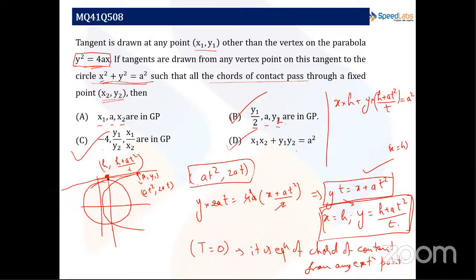From this point a chord of contact was made on the circle. So the equation of the chord of contact is, if we are having the equation of the circle S equals to 0, then the chord of contact is T equals to 0, since this is from an external point. So the equation of the chord of contact we have got from T equals to 0, and that equation is x into h, because x1 was h, plus y into y1, because y1 is h plus a squared by t, equals to a squared. So from this we have made a chord of contact.